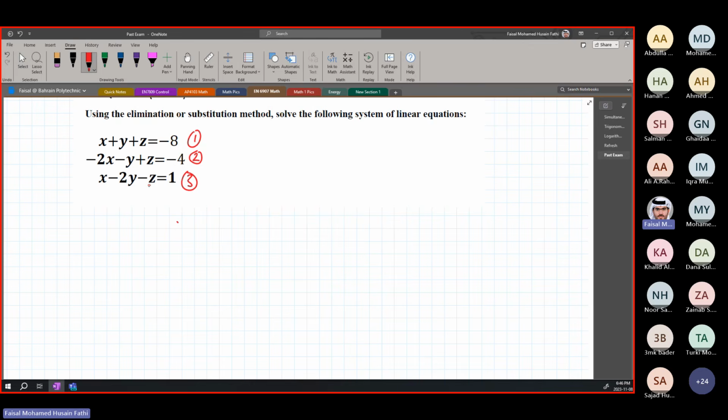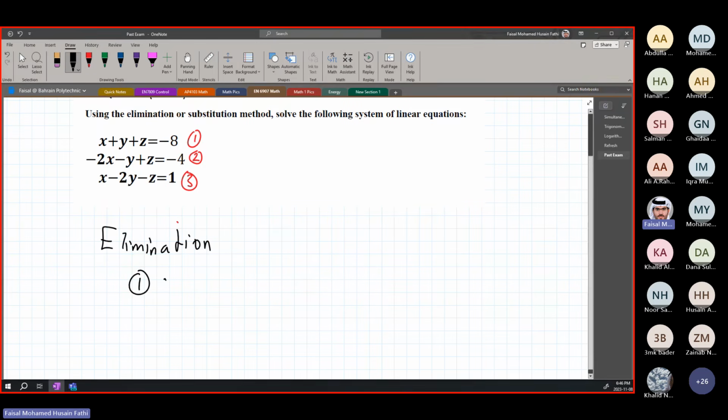You should know how to do both at this point, and I will just go through it very quickly because it's easy. We do elimination. For elimination, we have to choose two equations first to eliminate one variable, and then choose another two equations to do the elimination again, and then we substitute. So we take 1 and 2.